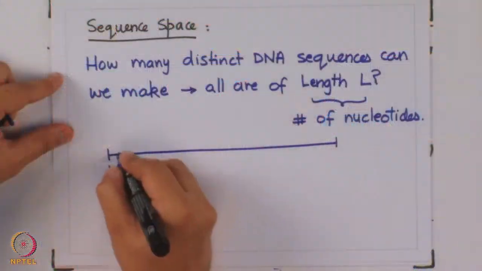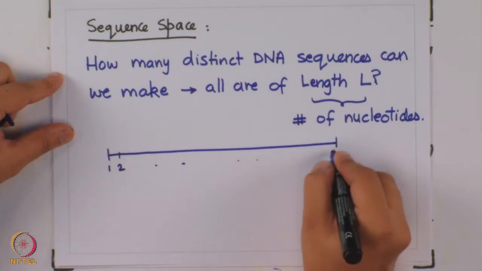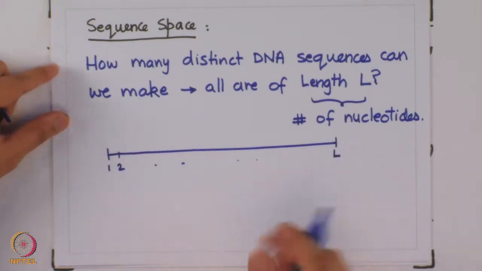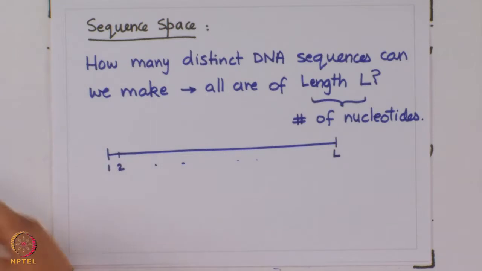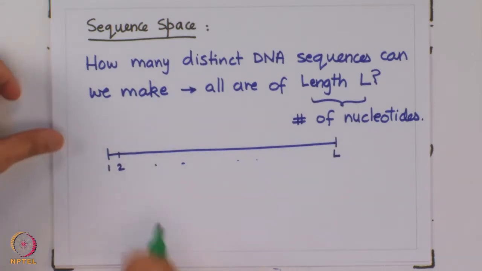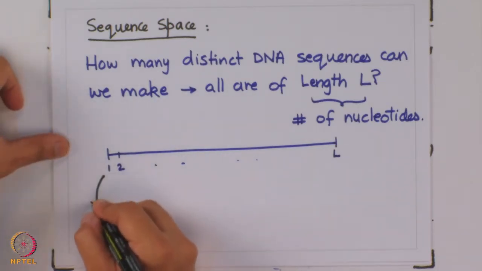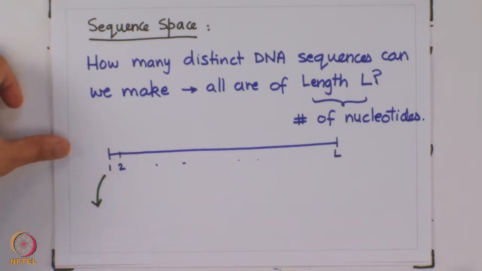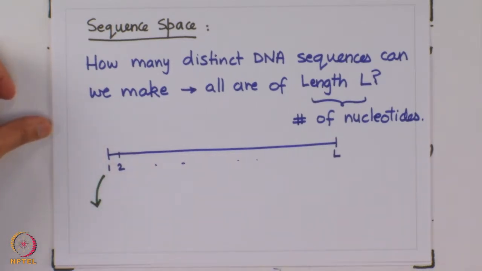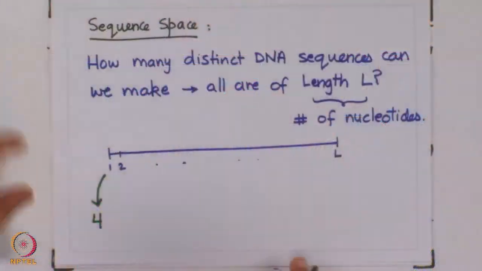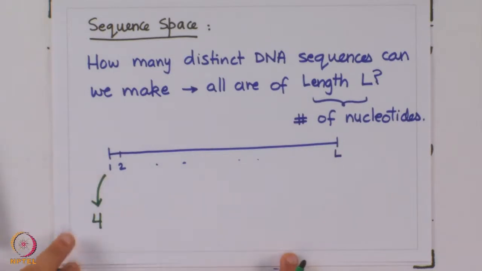So, how do we go about thinking this? We are required to make this linear piece of DNA which is nucleotide 1, 2 going all the way up to L, and we are interested in how many such sequences can we make. And it is really a trivial counting problem. When I am allotting a nucleotide to the first position, how many options do I have? Position number 1 can be filled with any of the 4 nucleotides. So, I have 4 options in terms of which nucleotide can go in position 1.